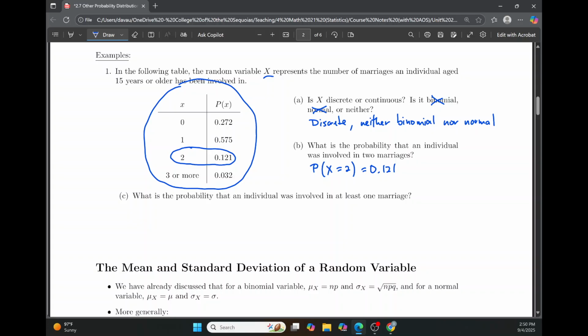Okay. Part C, what was the probability that an individual was involved in at least one marriage? At least one marriage. So we want the probability that X is at least 1, greater than or equal to 1. Well, in order to get that, I think we would just add up all of the outcomes that were more than 1, right? So we would say this is 0.575 plus 0.121 plus 0.032.